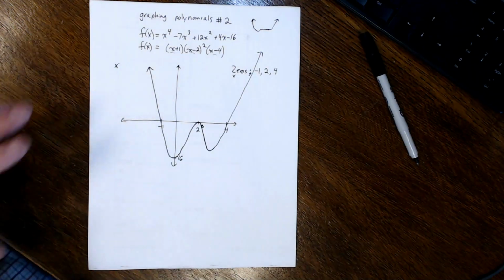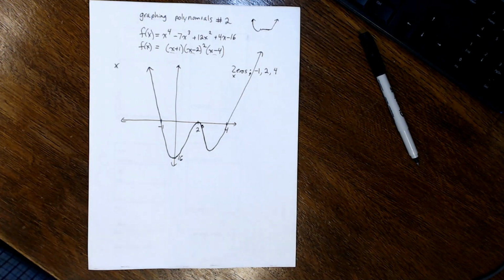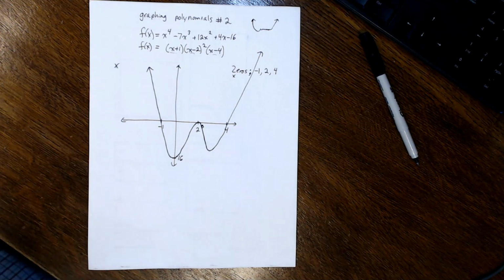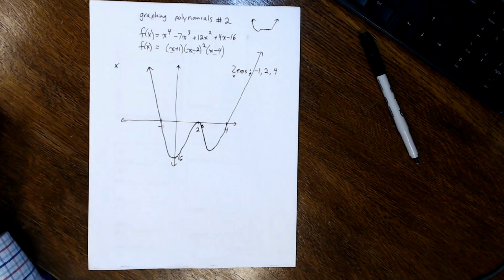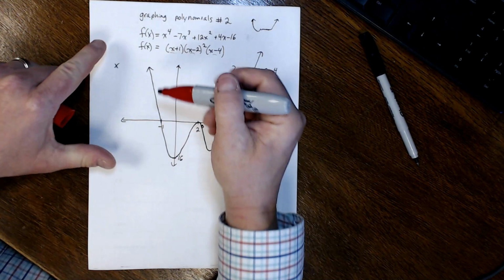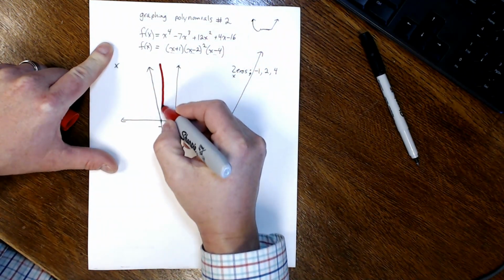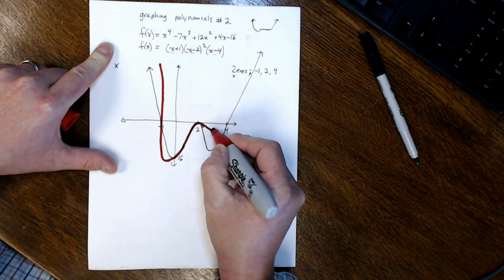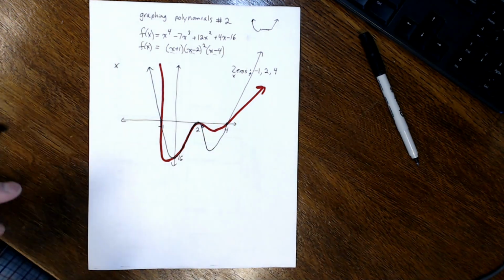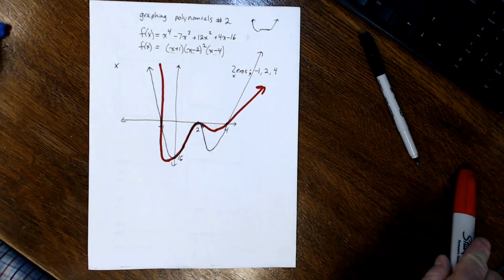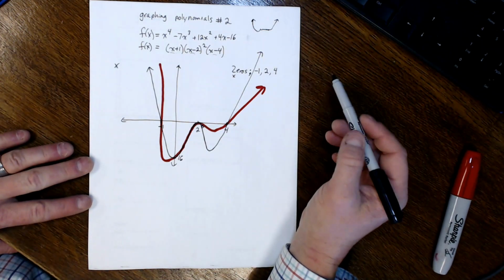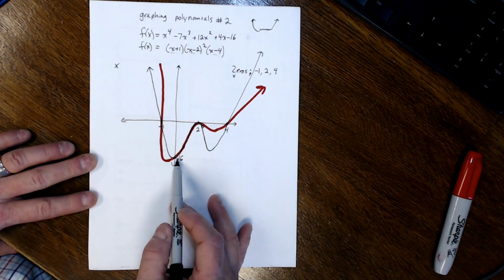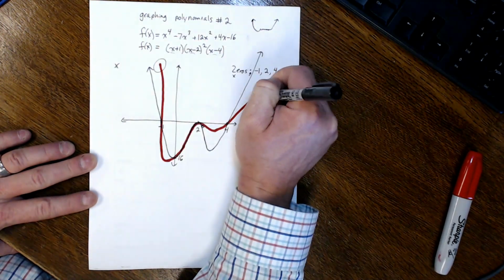Now, as I said before in the last video, this doesn't mean that this is exactly what this polynomial is going to be. The graph could look slightly different. You may have something that looks like this. But what we're really looking for here is where it crosses the x-axis, where it crosses the y-axis, and where it ends up for our end behavior.